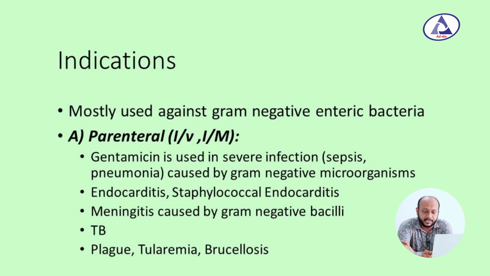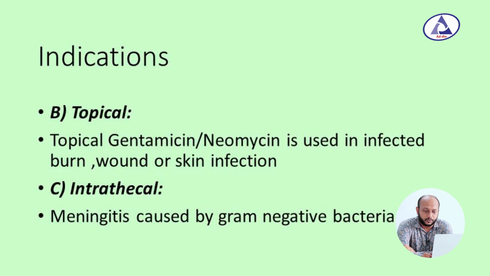Now, the indications. Mostly used against gram-negative enteric bacteria. By the parenteral route, gentamicin is used in severe infections such as sepsis, pneumonia caused by gram-negative microorganisms, staphylococcal endocarditis, meningitis caused by gram-negative bacilli, tuberculosis, plague, tularemia, and brucellosis. Now, the indications of topical routes: topical gentamicin or neomycin is used in infected burns, severe wounds, or skin infections. Intrathecal administration of aminoglycoside is used in meningitis caused by gram-negative bacteria.